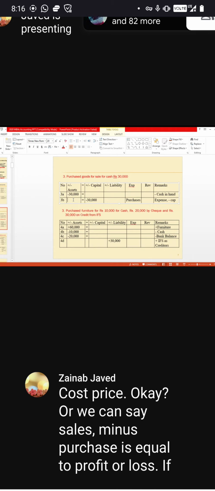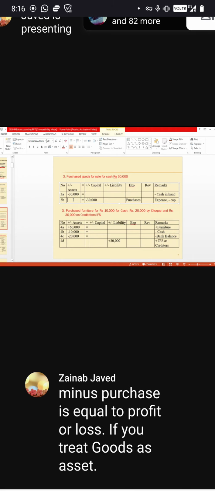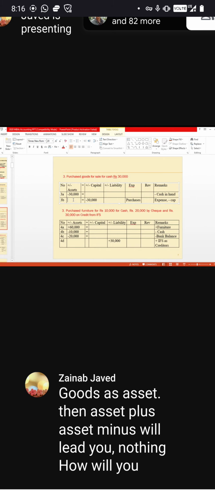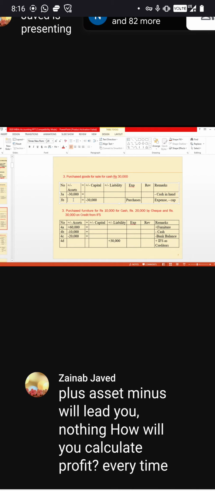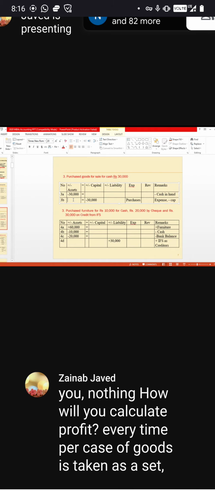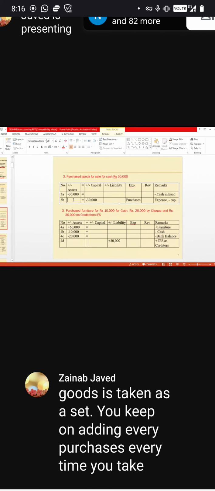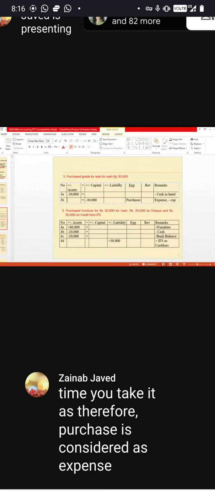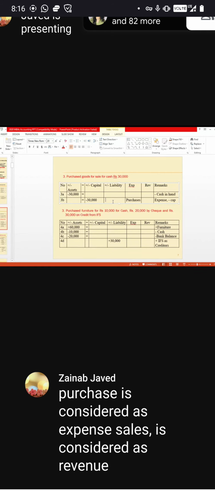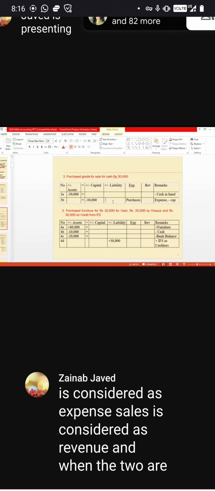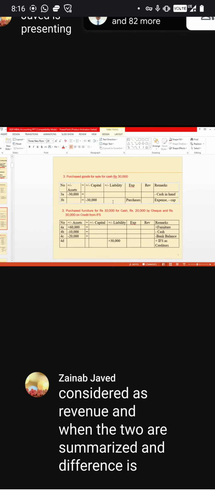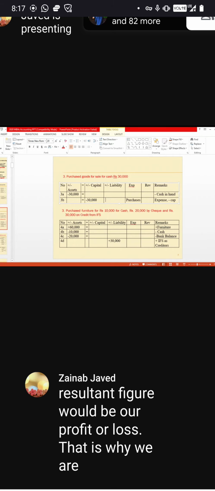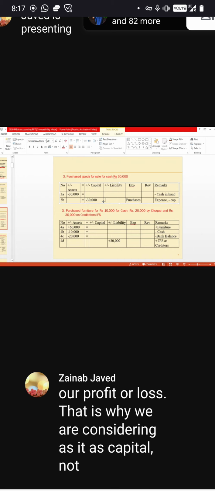If you treat goods as an asset, then asset plus and asset minus will lead you to nothing. How will you calculate profit? Every time purchase of goods is taken as an asset, you keep on adding every purchase. Therefore, purchase is considered as an expense, sales is considered as revenue, and when the two are summarized and the difference is calculated, the resultant figure would be our profit or loss. That is why we are considering it as capital, not as an asset.